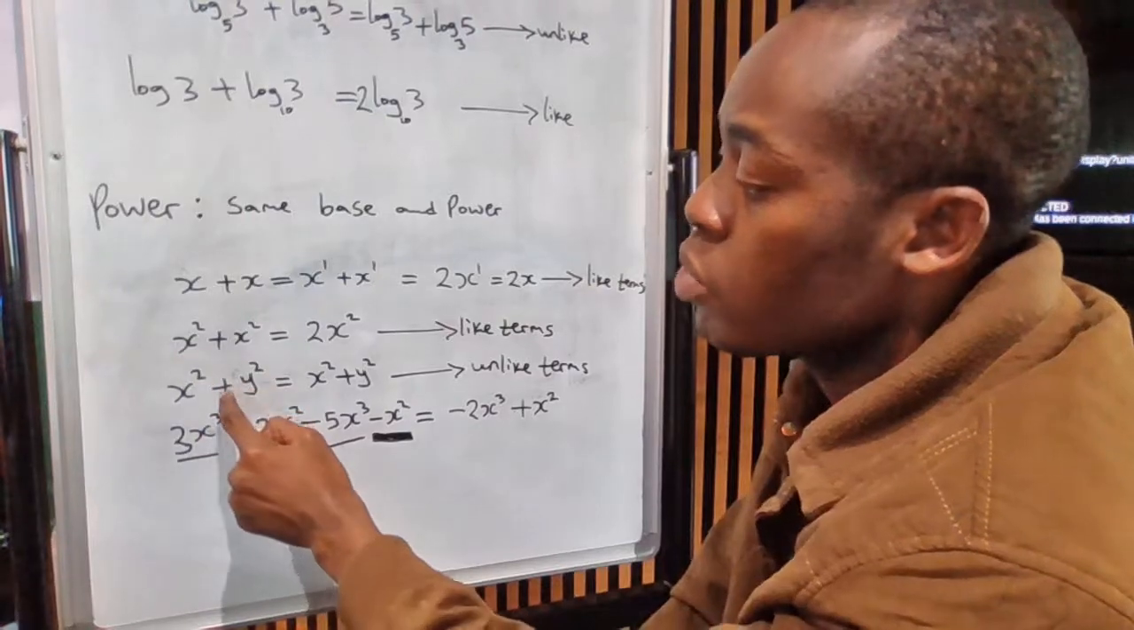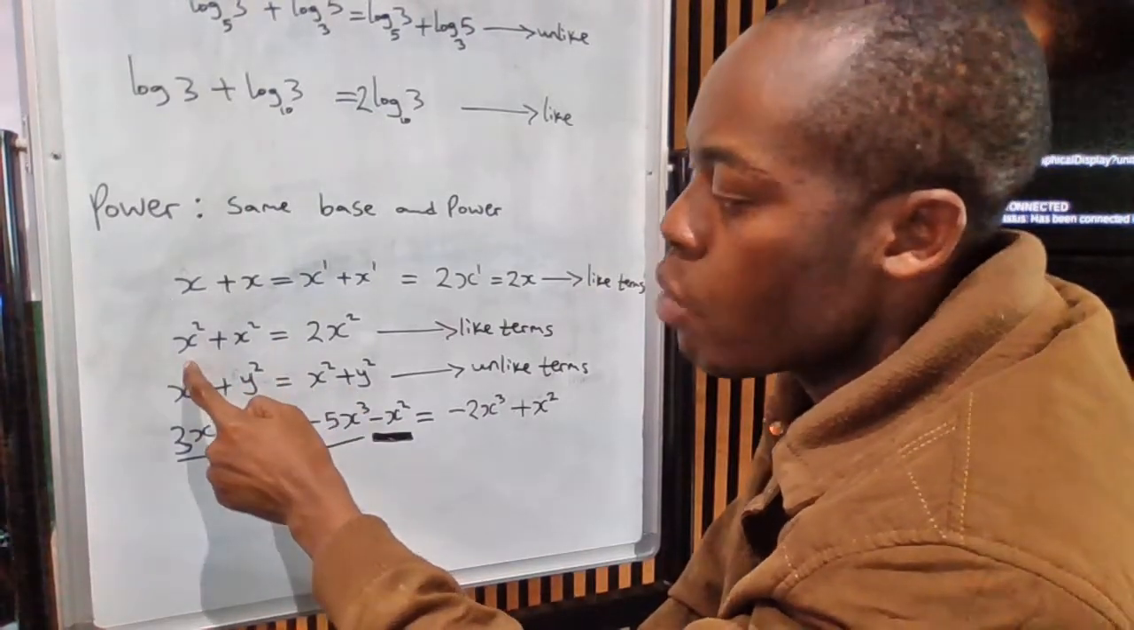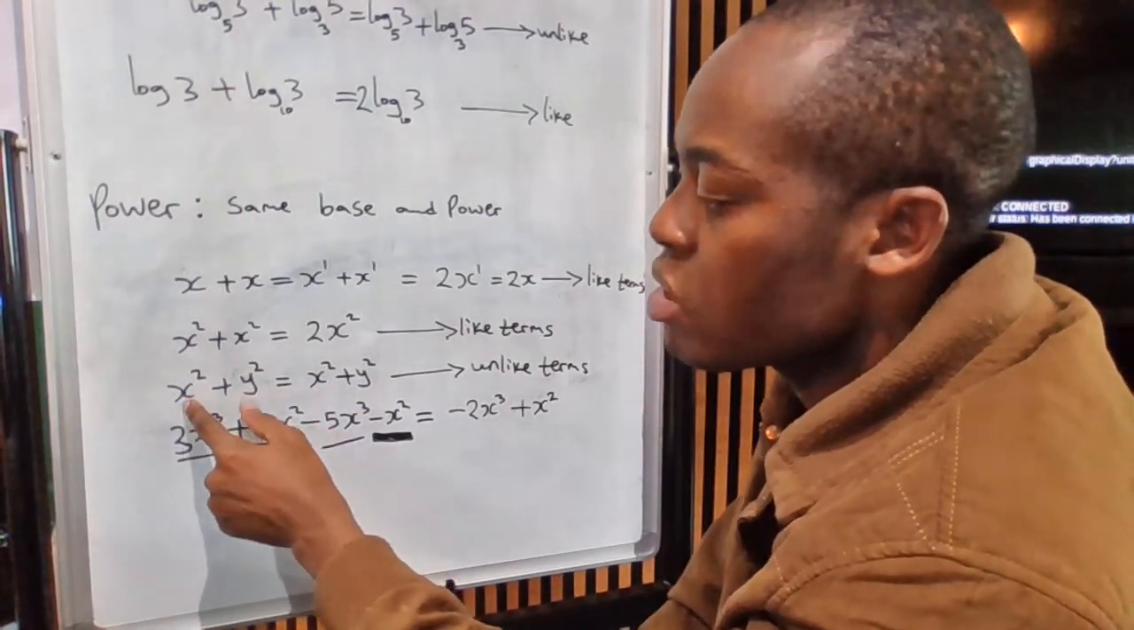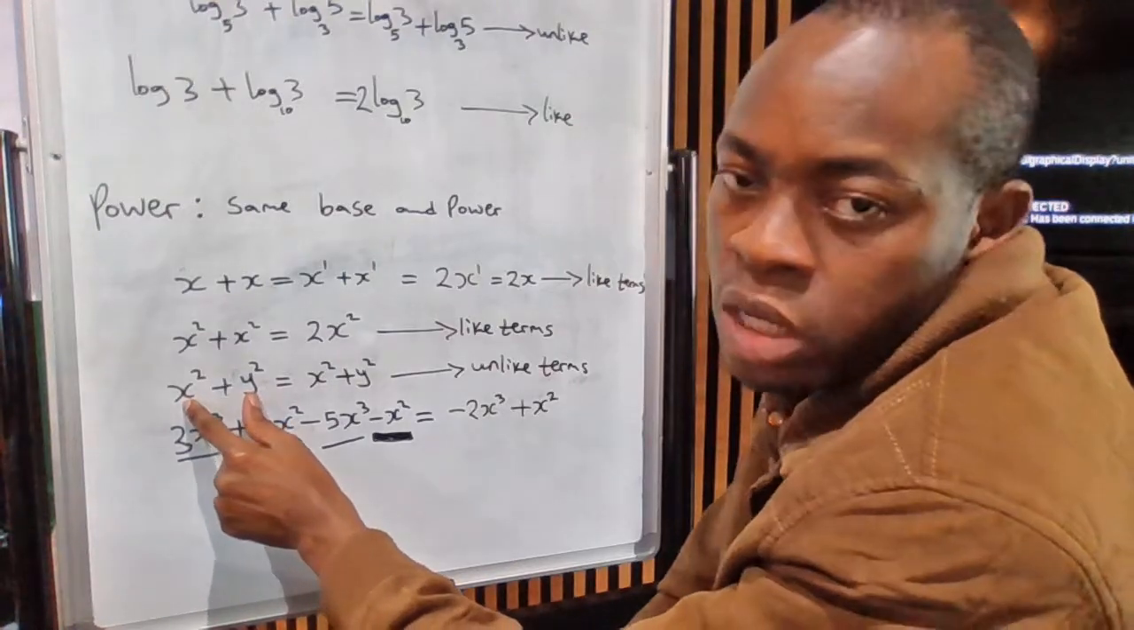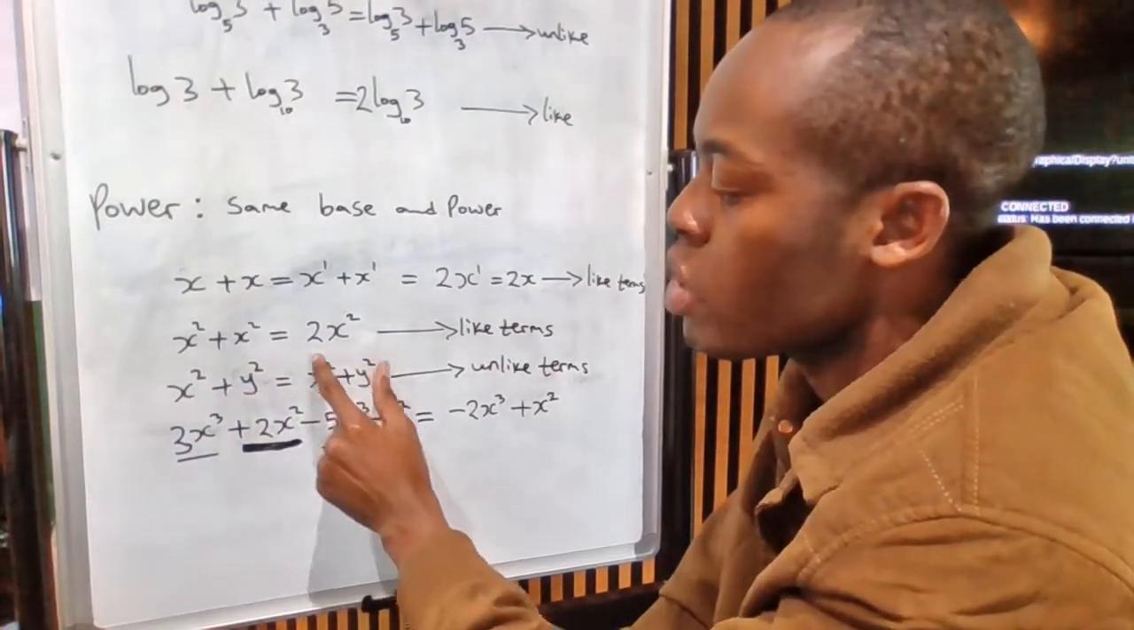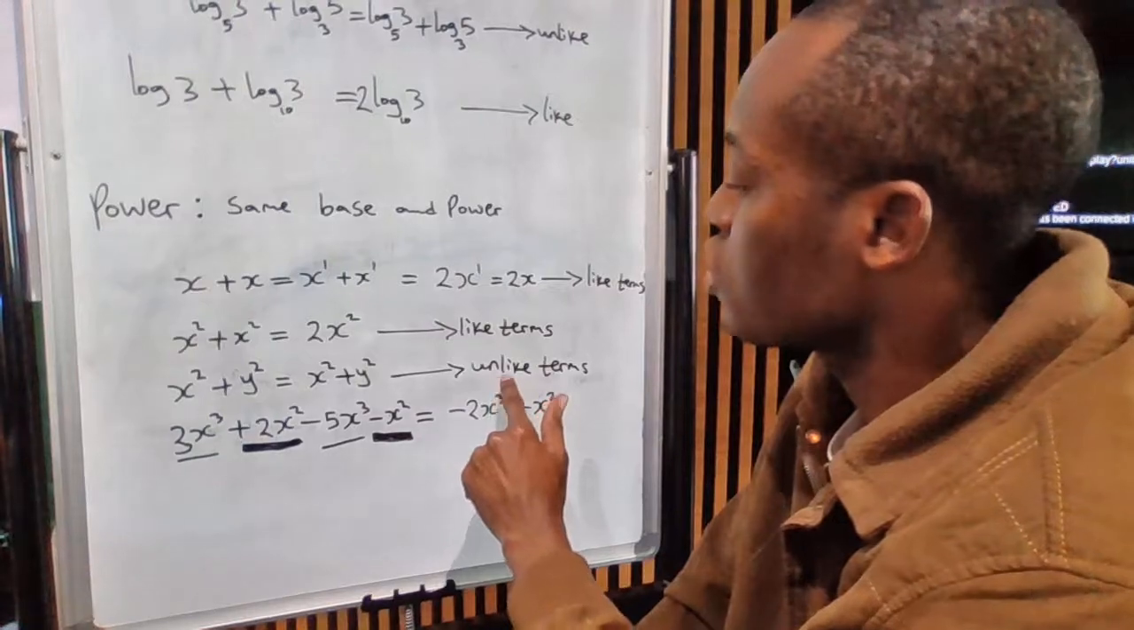x squared plus y squared. Though the power is the same, the entity is different, so you cannot add them. The answer will still remain as x squared plus y squared. So it gives you this.